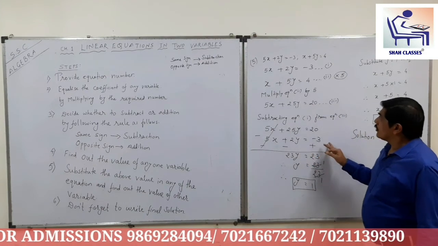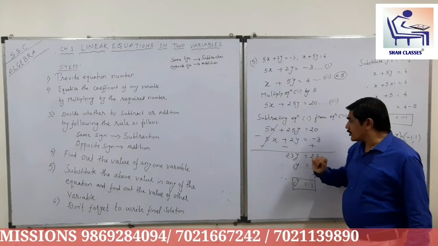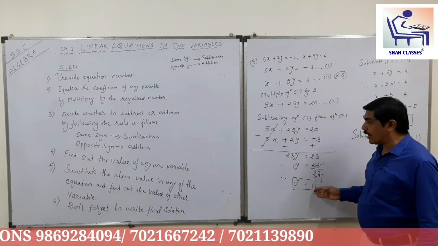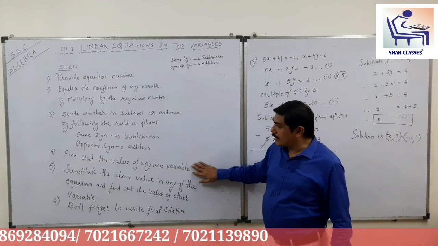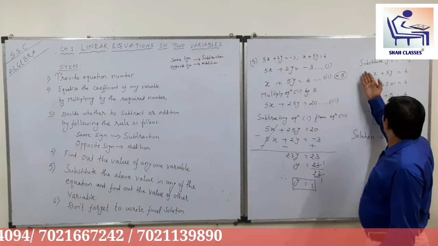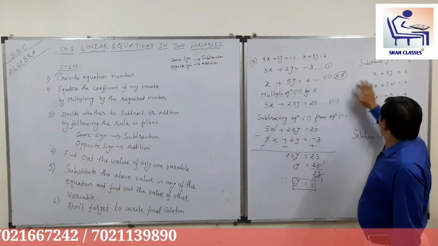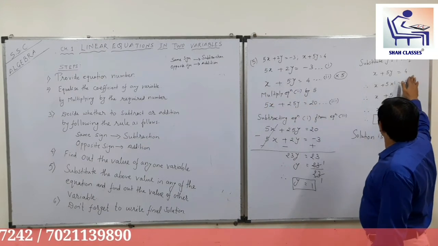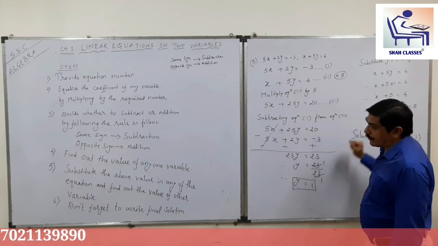Now, here we can see that after cancellation, 23y remains and here 23. So we got the value of y as 1. So this step you can check: find out the value of any one variable. Now we will substitute the above value in any of the equations. Whichever you find easier. In this equation we are putting, we find this equation easy, so we substitute it in this equation, and we find out the value of another variable, that is x is equal to minus 1.